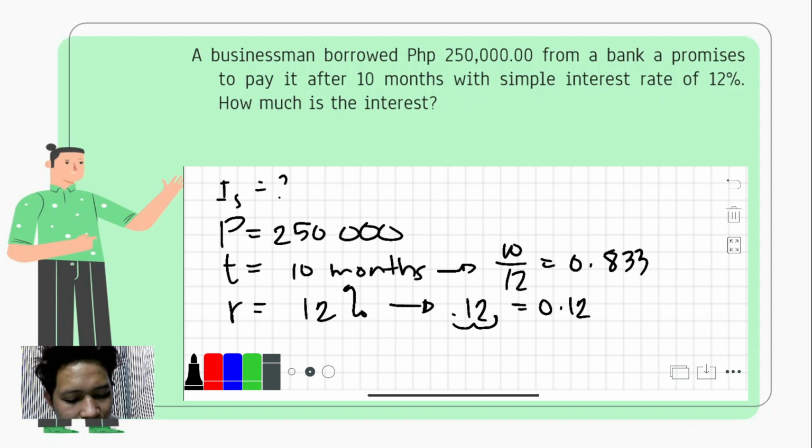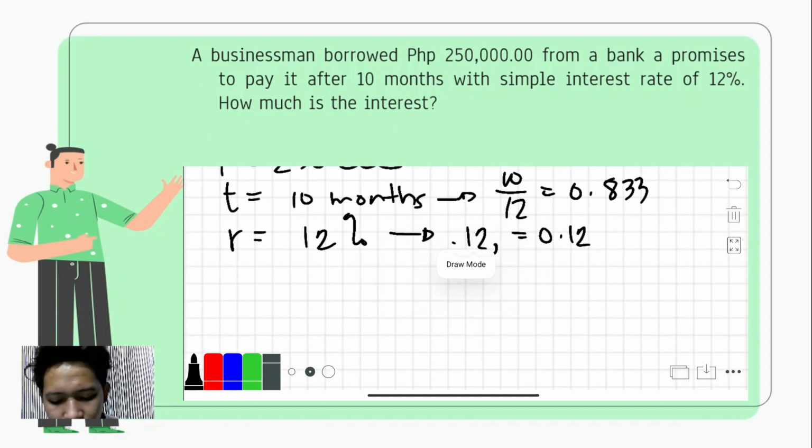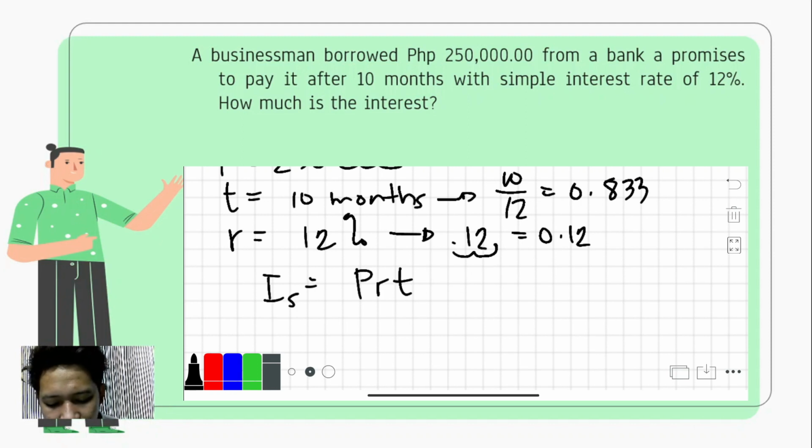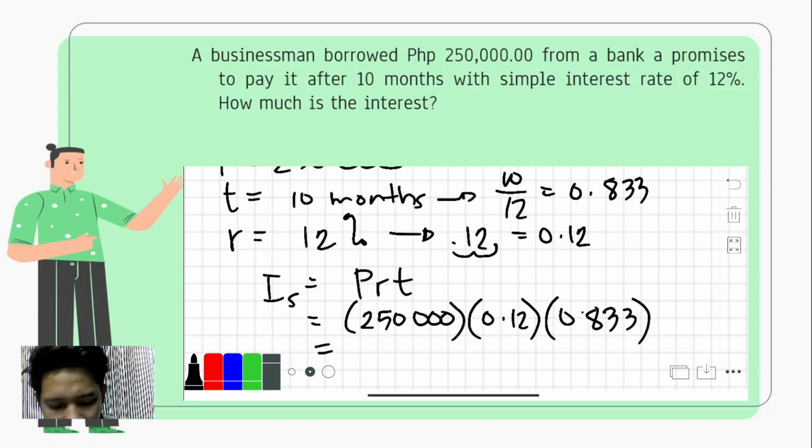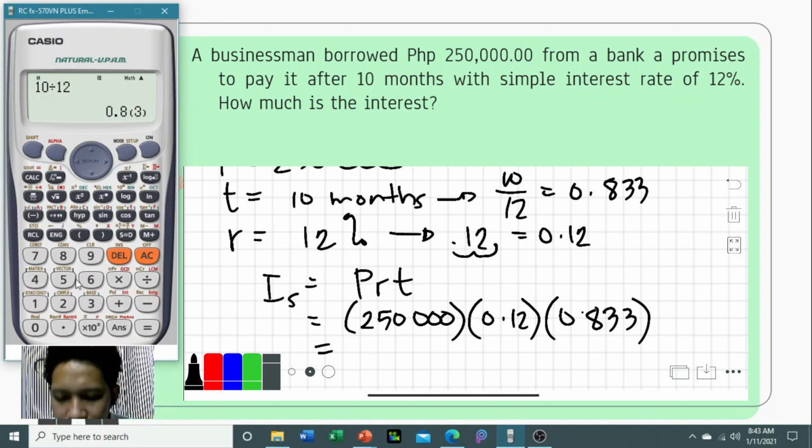Okay? And by plugging in all the necessary values to our formula, that would be I sub S equals PRT. So the principal, as mentioned, is 250,000 pesos multiplied by the rate, which is 0.12, multiplied by the time, which is 0.833. Okay? And by plugging in all the values to our calculator, that would be 250,000 pesos multiplied by 0.12 multiplied by 0.833.